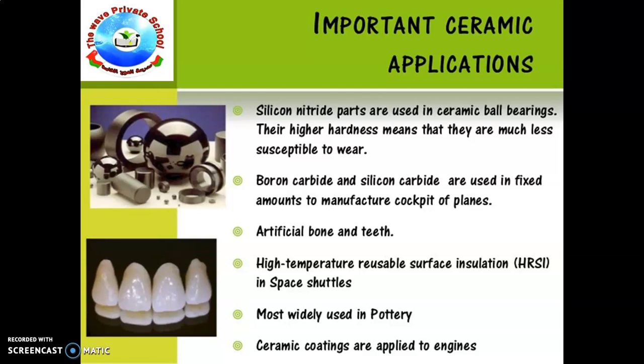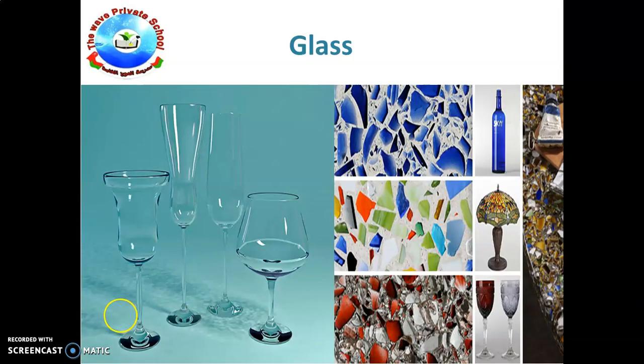And ceramic coatings are applied to engines. Like this, we are getting the ceramic material as a useful thing in our life. So the next one is glass. We all know glass is a material that will break easily, so that is why we need to be very careful with glass.